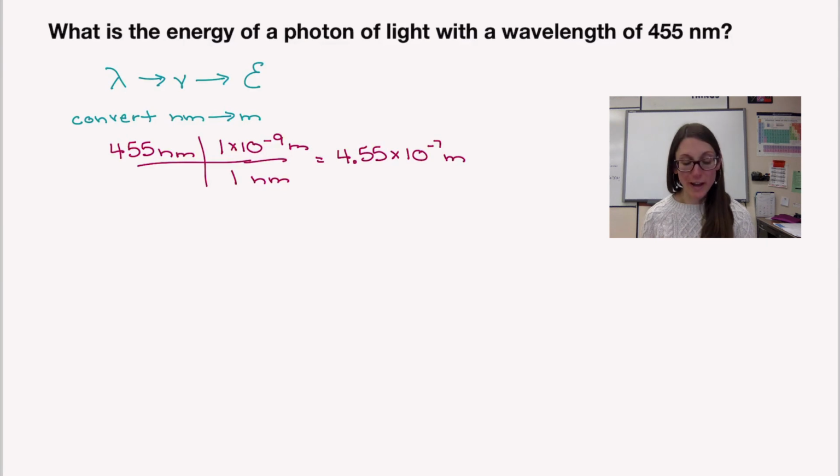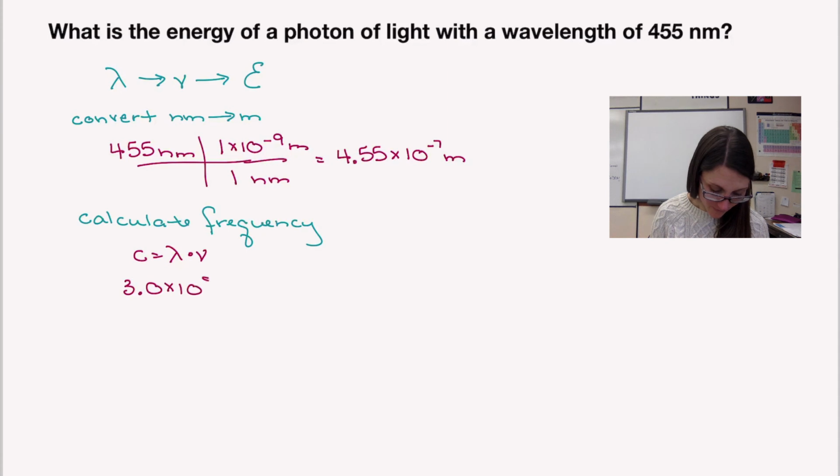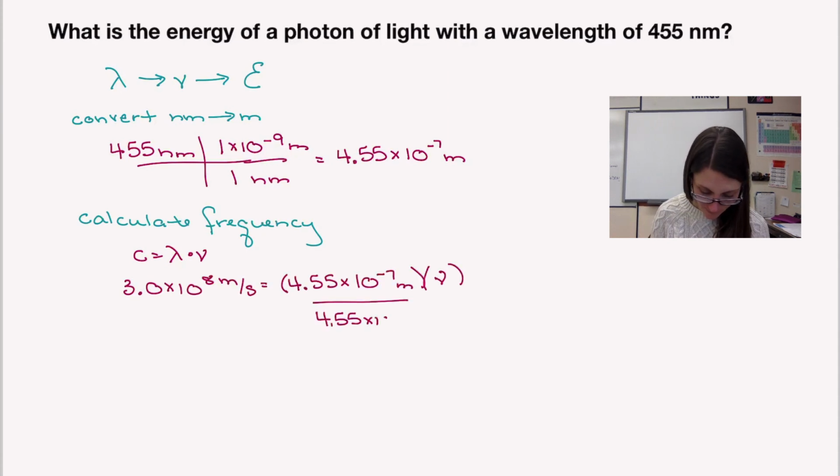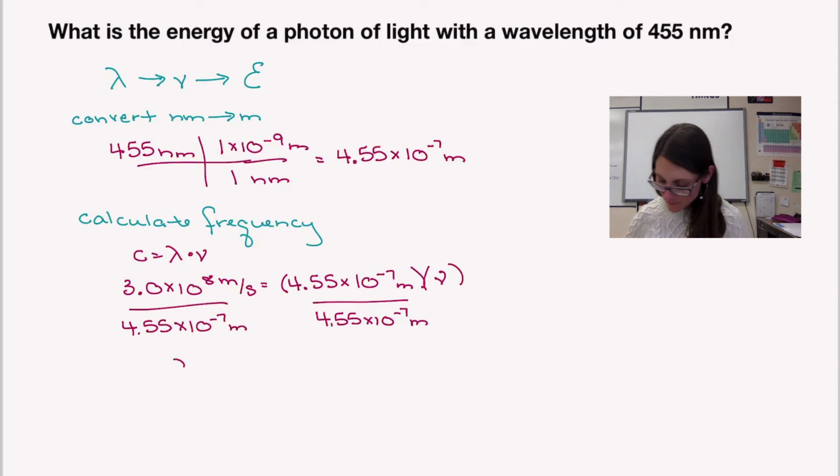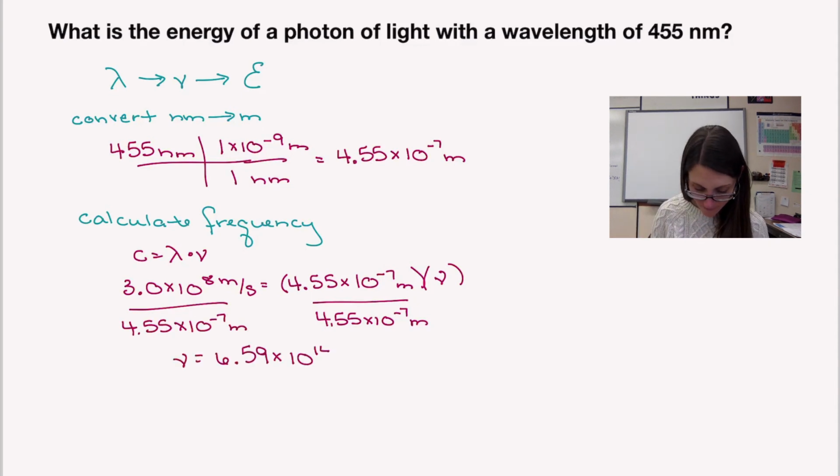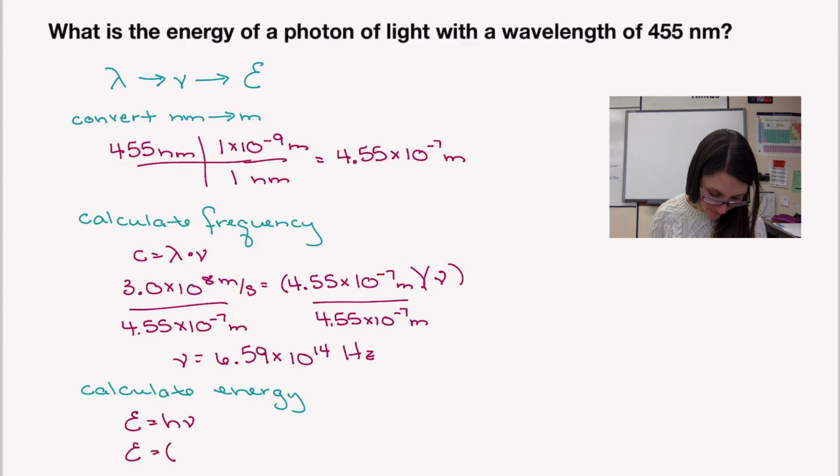Once we know our wavelength, in this case 4.55 times 10 to the negative 7th meters, I can use this in the equation involving the speed of light in order to calculate frequency. And then once we know that frequency, we can calculate the energy of a photon of light using our energy equation.